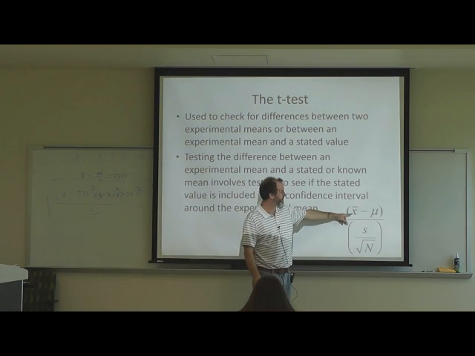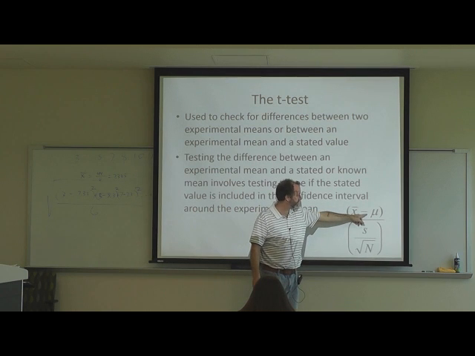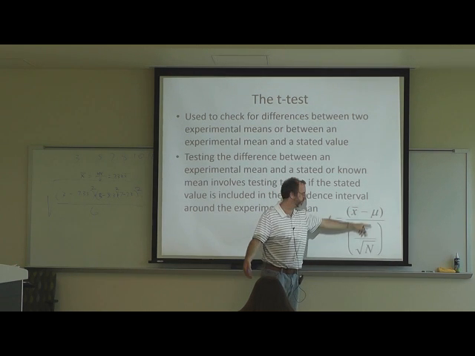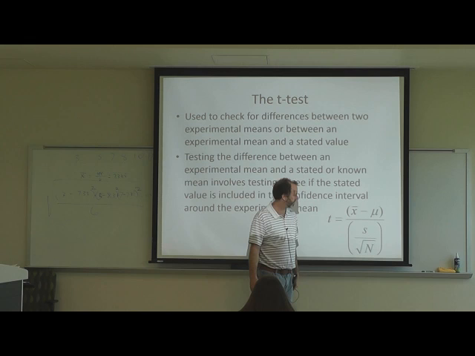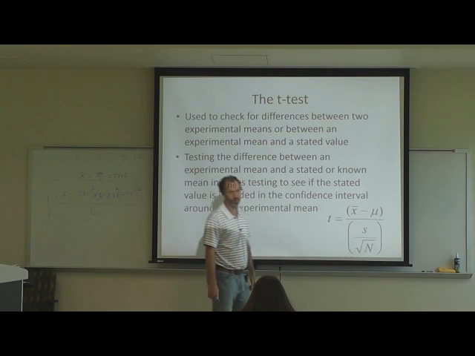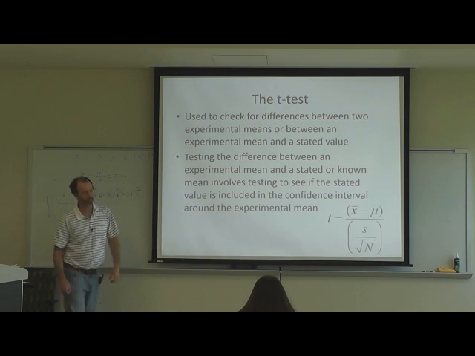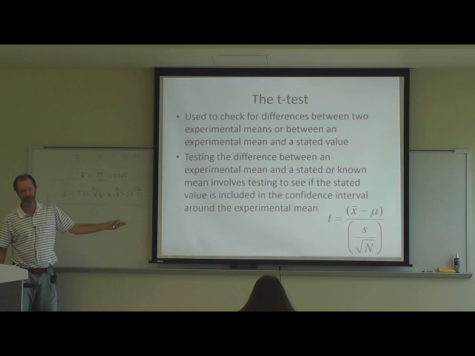So it's t equals your calculated mean minus that stated value or true mean, divided by the standard deviation divided by the square root of the n. So that's how you calculate the t for that case.